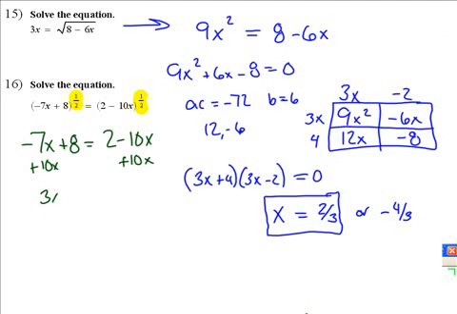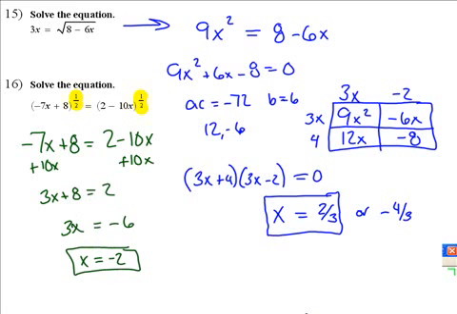That gives me 3x plus 8 is equal to 2. We'll subtract that 8. 3x is equal to negative 6, and divide by 3. x is equal to negative 2. That answer actually checks, so I'll leave that for you to verify, and we're done.